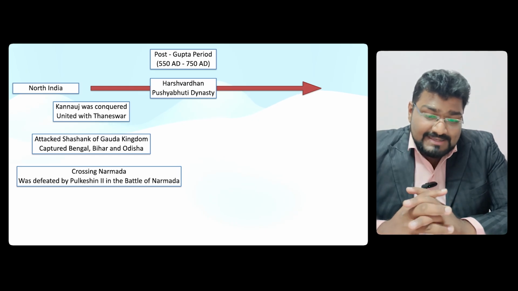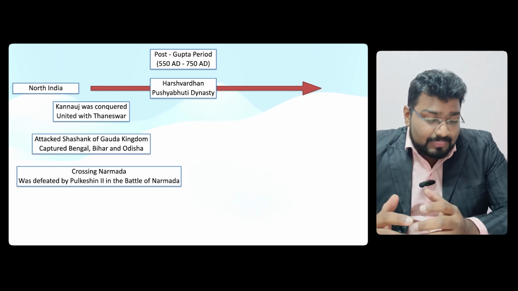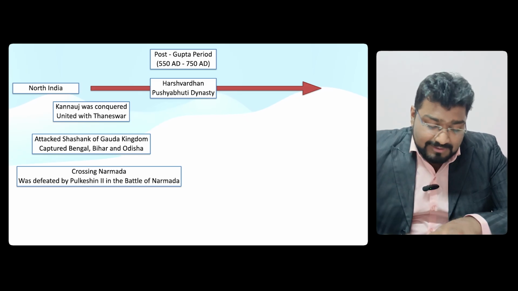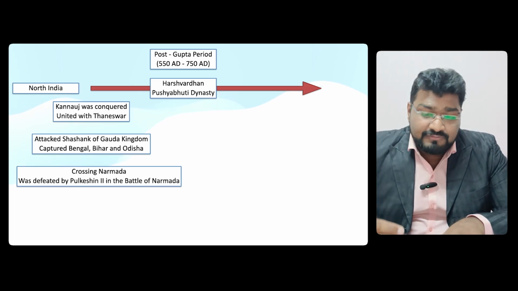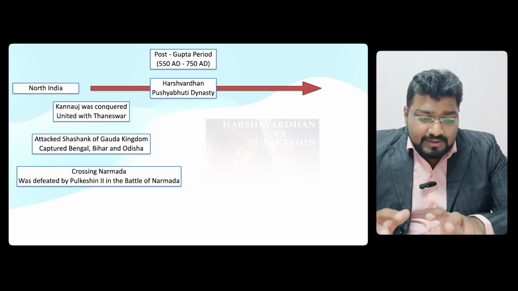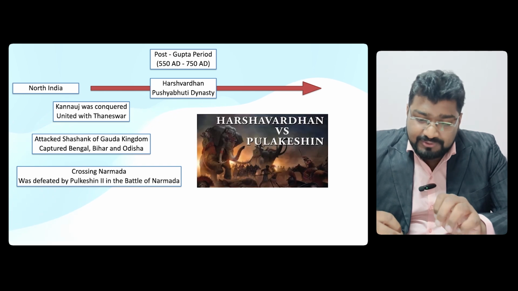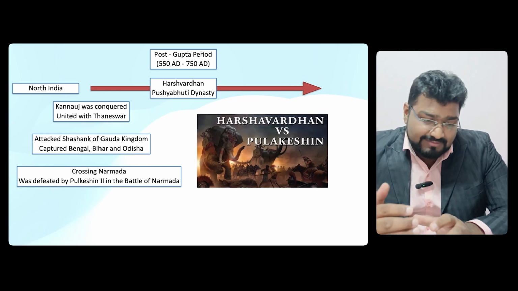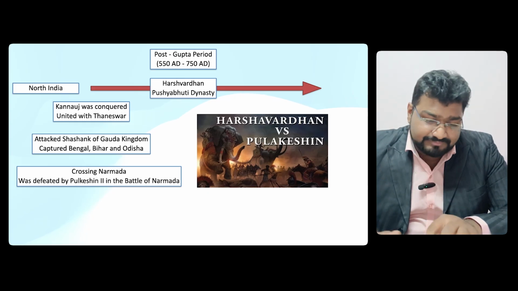Pulkeshin II is the most famous king of the early Chalukyas. This battle happened on the banks of river Narmada, and that is the reason it is known as the Battle of Narmada, Harshavardhan versus Pulkeshin II. Harsha was powerful, but even Harsha faced defeats.